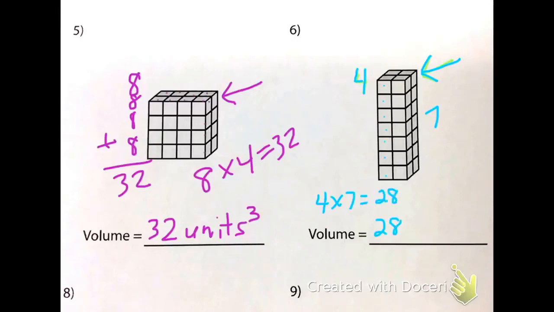So our answer means that there are 28 cubes that make up this prism, or we can write 28 units cubed, with a 3. Again, the 3 is there to recognize that it's 3D and that it's cubic units, which is very, very important for volume.